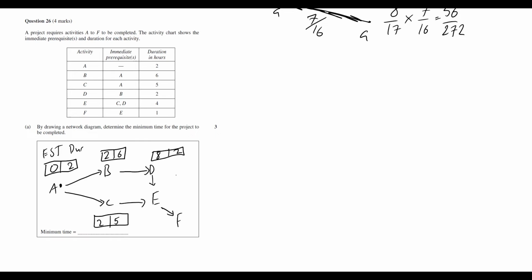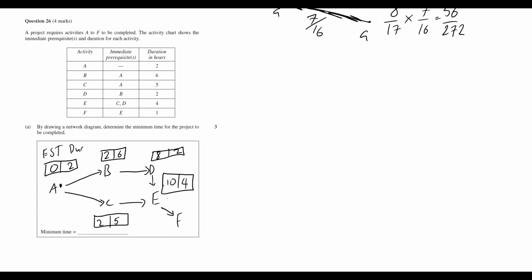And now we can look at E. And so for E, well, we need both D and C to be completed. So let's just see which path will take a little bit longer. So if we go A, C, complete, that will take 2 plus 5, so it'll be 7. And if we go all the way up to complete D, well, that would take 10. So the earliest start time for E is 10, and the duration of E is 4.